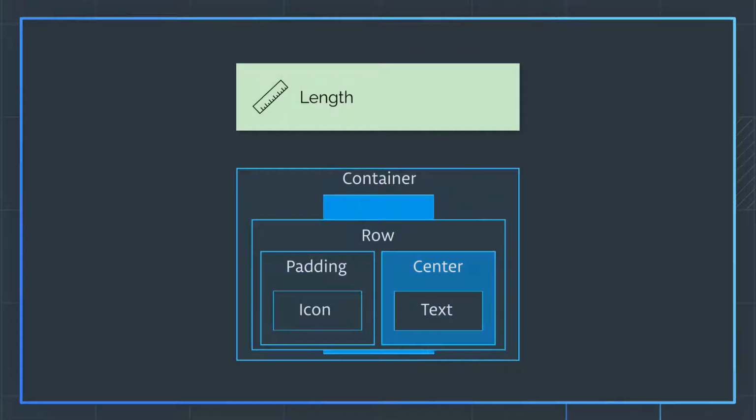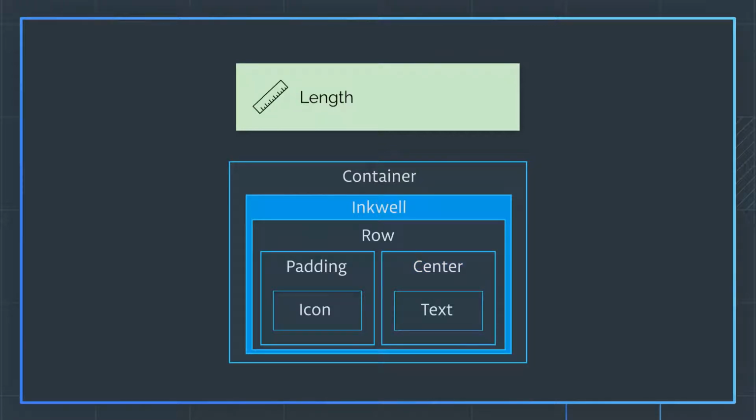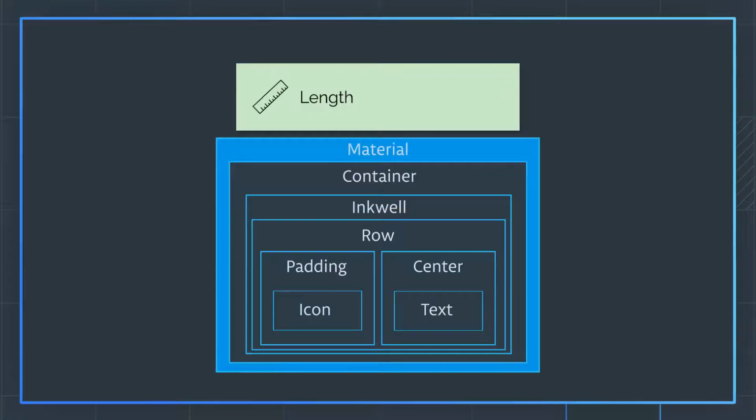We wrap an inkwell widget around the row widget. The inkwell provides the animation when we tap on it. We can adjust the inkwell's border radius to get rounded corners for our inkwell animation. One of the inkwell's ancestors has to be a material widget, so let's wrap the widget with that.